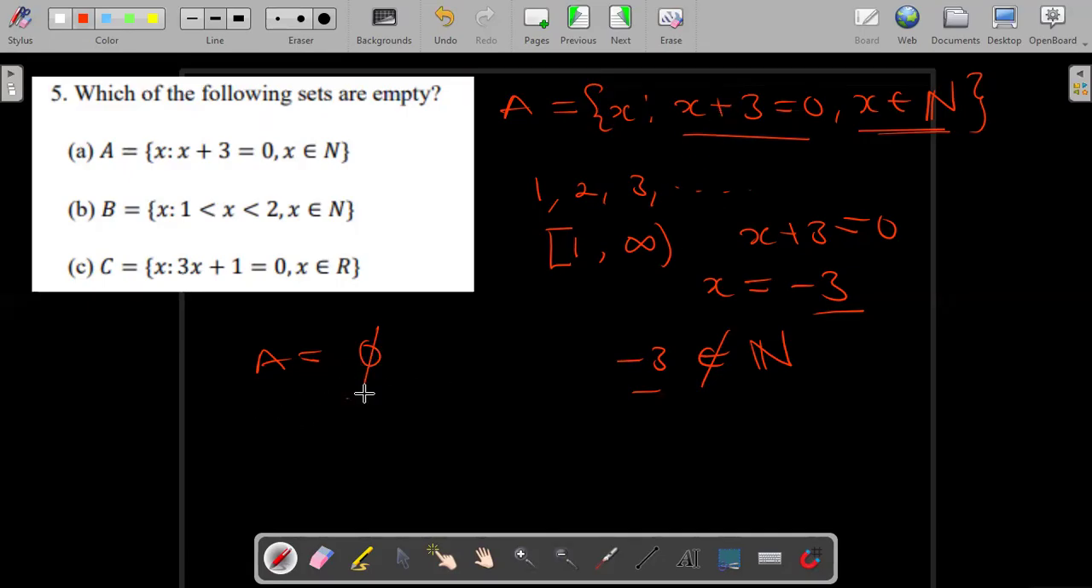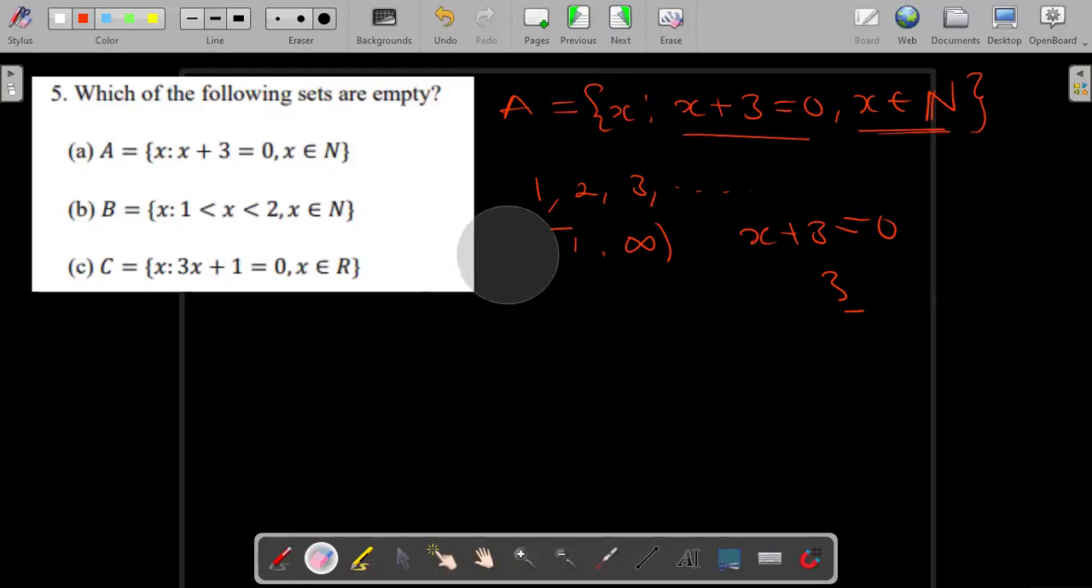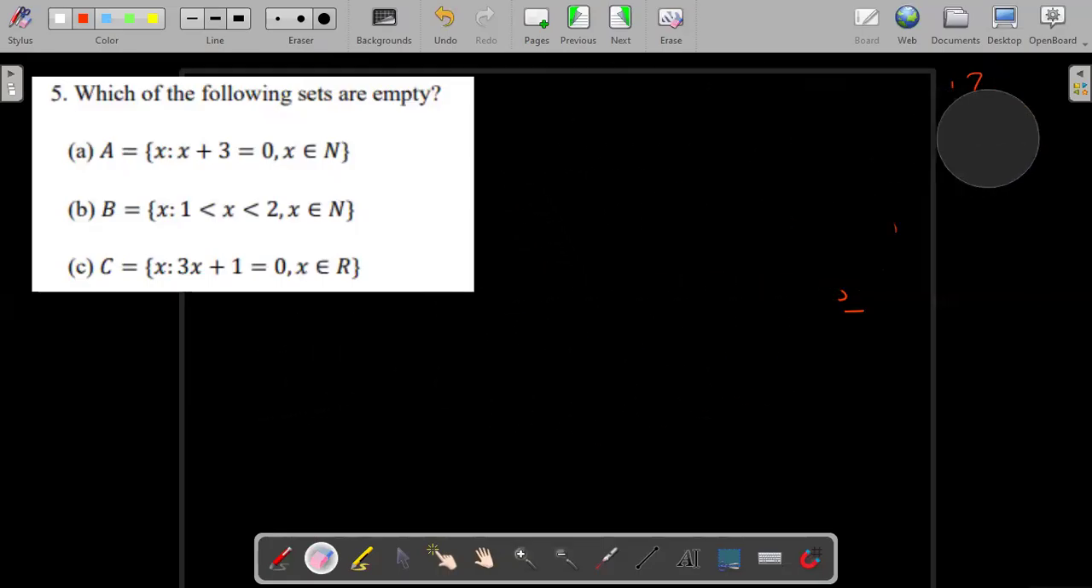So you can write it like that, or you just say A is equal to two braces like this that have nothing inside. That will mean that it is empty. Okay, so that's how you do the first one. Then I move on to the second one, which is B.